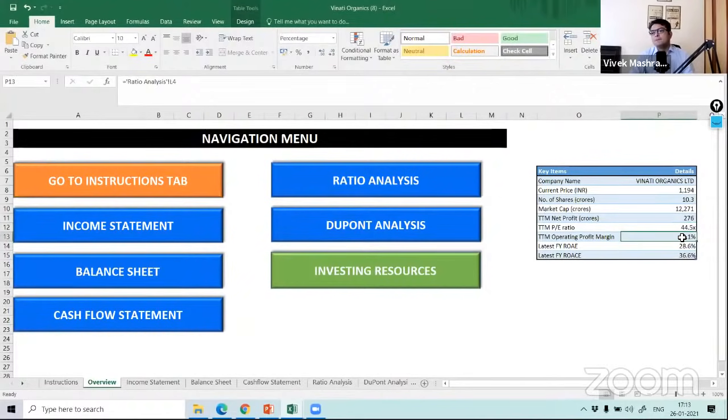Okay, so the next thing is TTM operating margin. Operating margin is again very important, and I'll tell you about it once we jump into the income statement just after this. But it is just a summary which has been pulled over here. And in the same way ROAE and ROACE. All these things we'll discuss in detail. So if it is going over your head, don't worry about it. We'll discuss all of these.